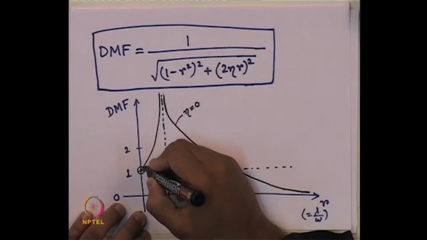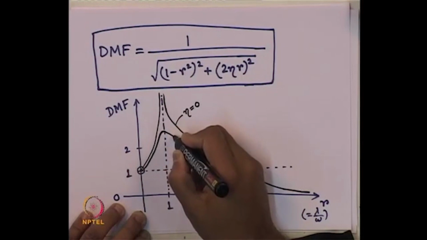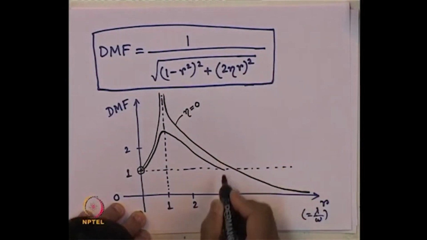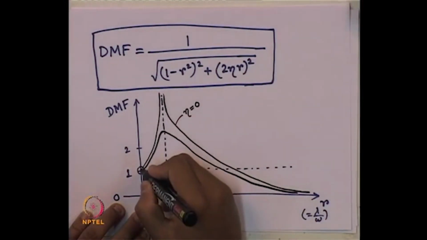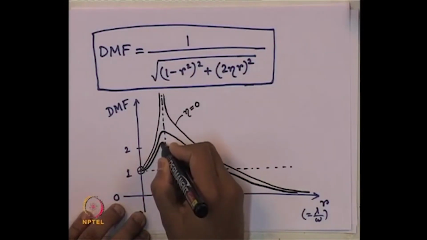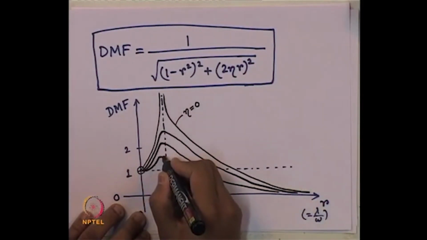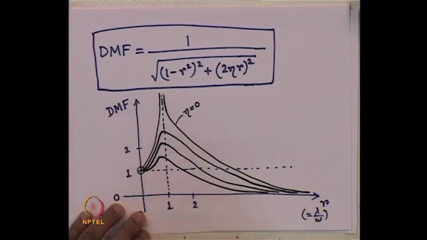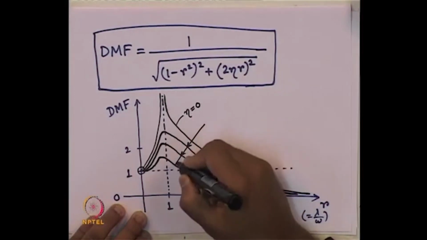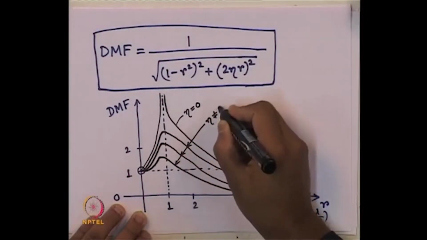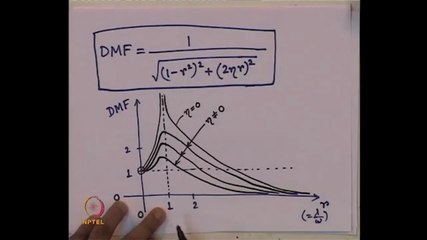Let me draw it first. So, it will approach 0 here. Then let me draw another graph with this, and another graph with this. So, these are for different values of eta. These are the graphs for eta non-zero, because here we will get some finite value.